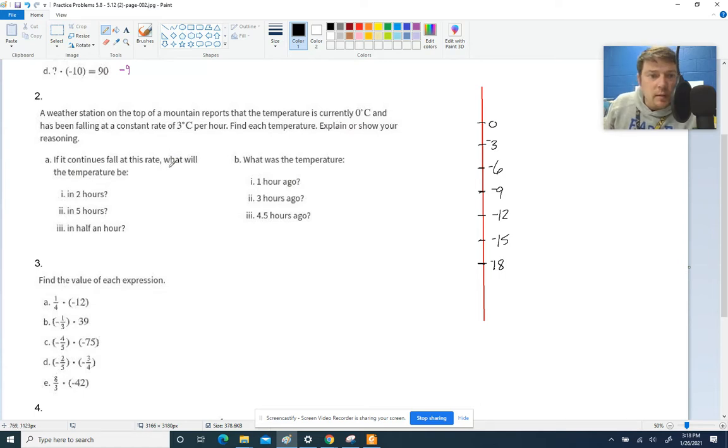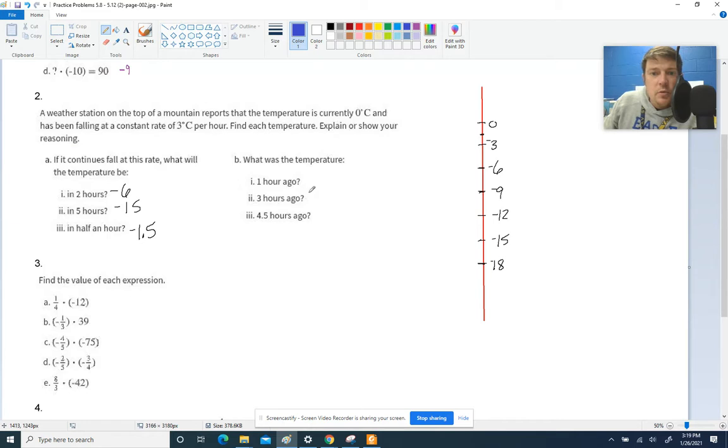If the rate continues to fall, what will the temperature be in 2 hours? We would expect it to be at -6. In 5 hours, 1, 2, 3, 4, 5, we'd expect it to be at -15. A full hour is -3, so half of that would be here, and half of -3 is -1.5.